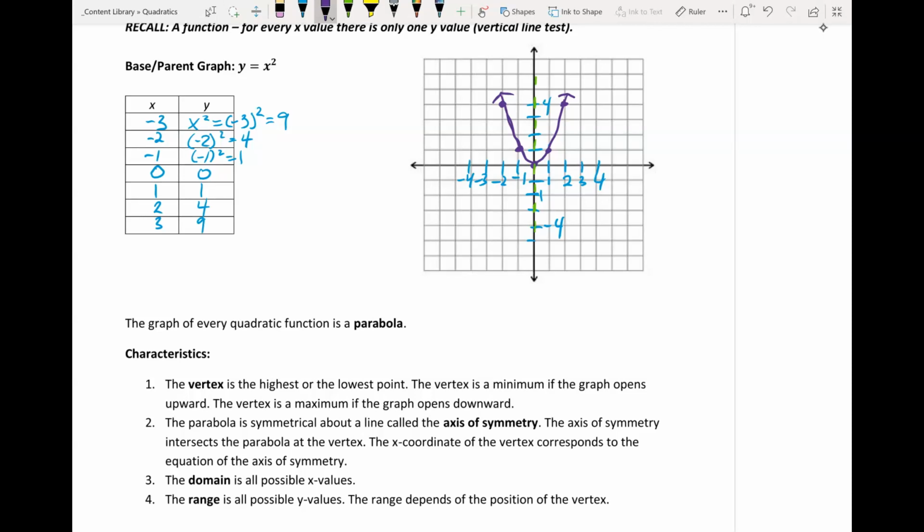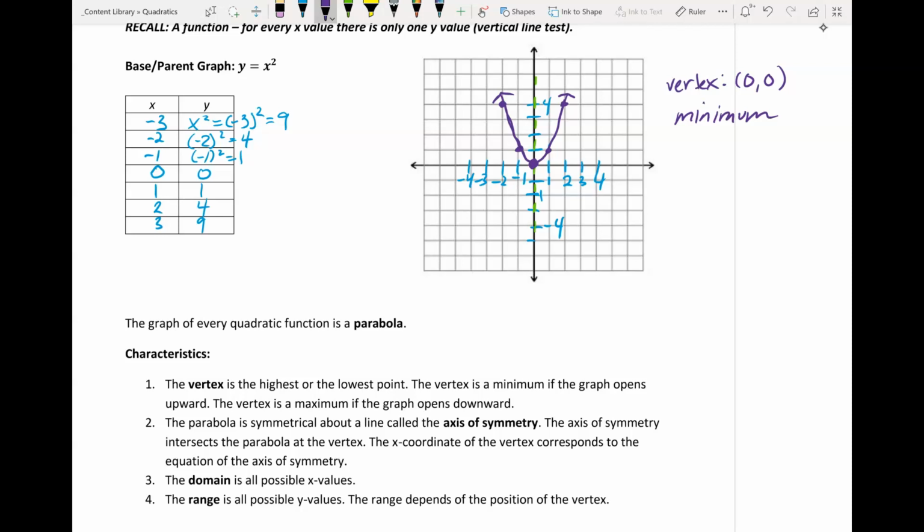So in this case, our vertex here is a minimum, and it's that point here because it's the lowest point, lowest y point that we have. So your vertex is located at (0, 0), and those are the coordinates. And we have a minimum here because we have a lowest point, but we don't have a maximum. We don't have a highest y point.